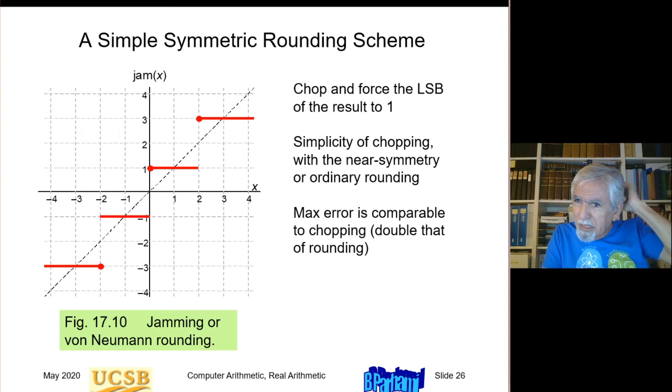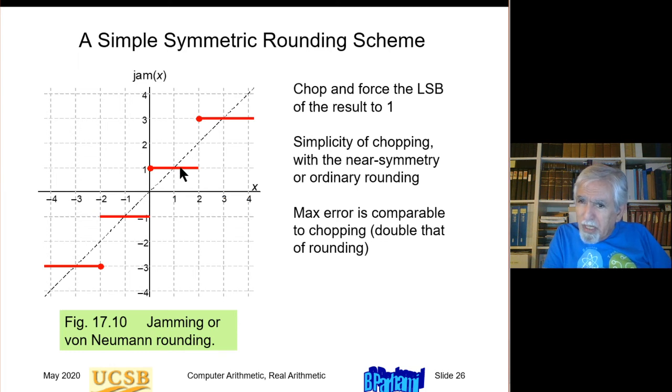Okay, the simplest symmetric rounding scheme is basically to chop the extra bits and force the least significant bit of the result to 1. A normal chopping leaves the least significant bit as it was before, it just drops the extra bits. In this rounding scheme, we chop and force the least significant bit to 1. And this is the graphical representation of this rounding scheme.